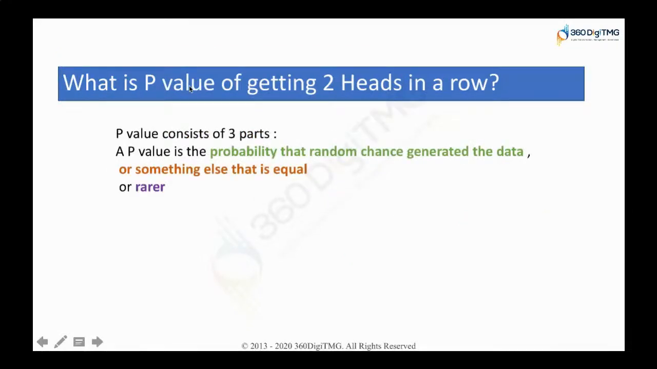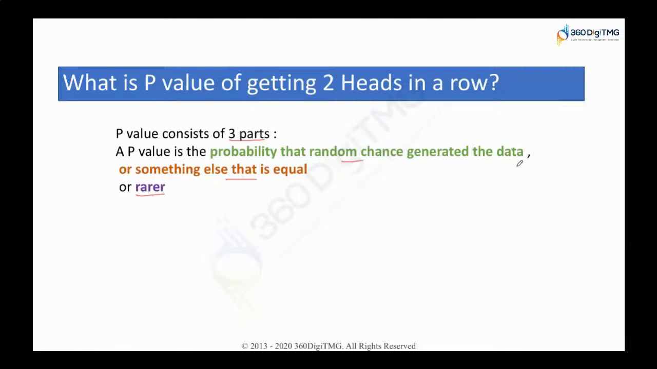Now we'll calculate the p-value for the same thing. What the p-value actually does here is, p-value has 3 parts. So if you cut it, this is 1, this is 2, and this is 3. If you calculate the first part here, what's the first part? The probability that the random chance generated the data, right? So the first part is the random chance generated.